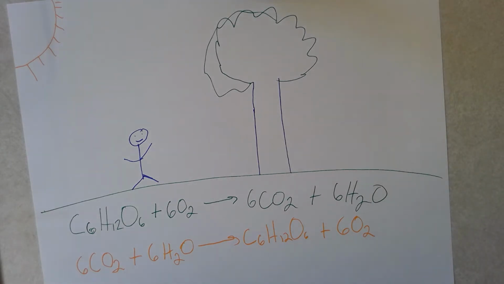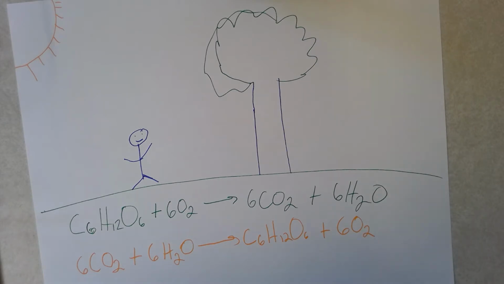Alright, so this is sort of an overview of both photosynthesis and cellular respiration on a slightly larger scale. So here I have a picture of a sun, a tree, and a person, and the two chemical equations that we'll be dealing with right below it.